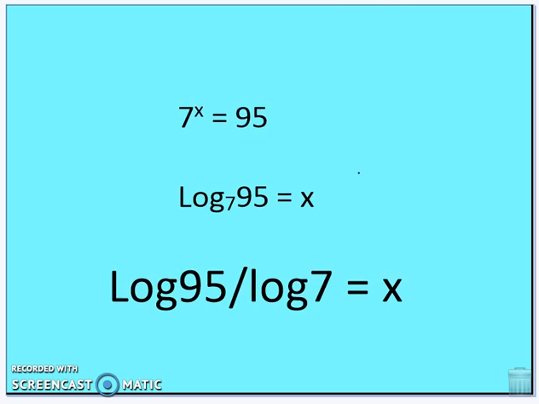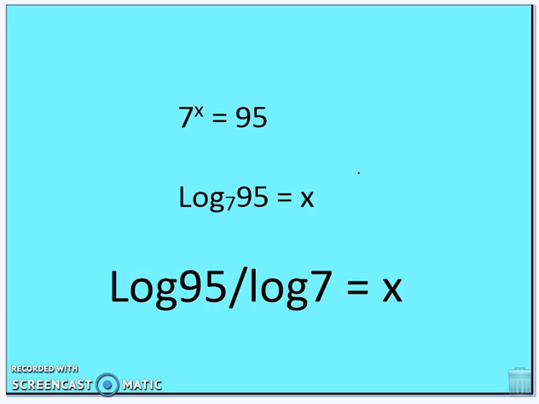Right, so the first thing you want to do is rewrite the exponential equation as a log equation. So log base 7 of 95 is equal to x. Then you're going to apply the change of base formula, which says that I can change the base of any log as long as I take the log of the number divided by the log of the base to figure out what the value of x is. So that's what I want you to do right now. I want you to take the common log of 95 and then divide it by the common log of 7. And I'll pause for a moment while you do that with your calculators.